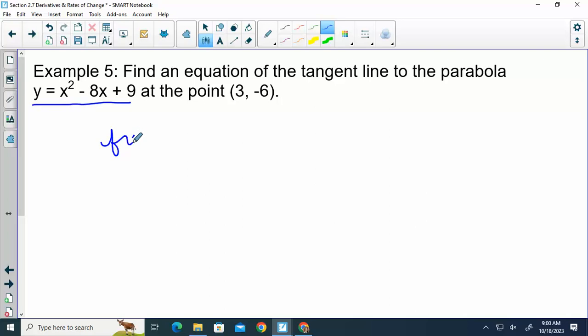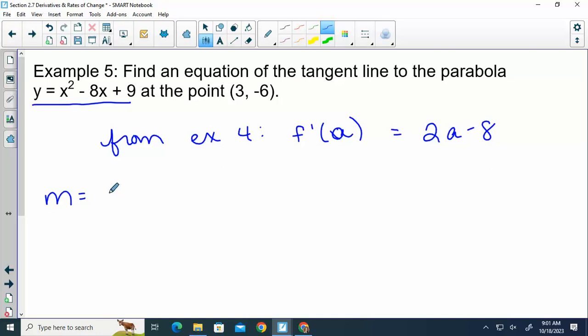So we know from example 4 that we just did, the derivative was 2a minus 8. So if I wanted the equation of the tangent line at this point, the slope, what would I plug in for my a value? 3. Your a is just like your x. And we get -2. So then could we write the equation of a line with a slope of -2 going through this point? Yeah, we were doing that yesterday.